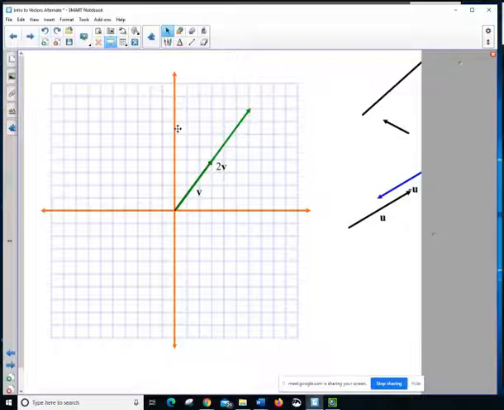Now, that's a pretty big deal, that we can add and subtract vectors so easily.